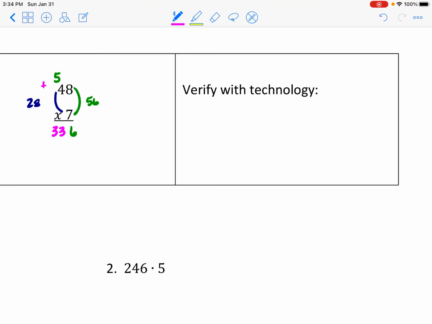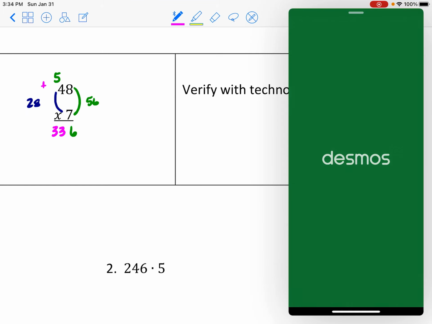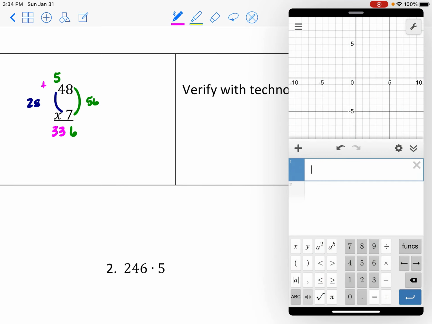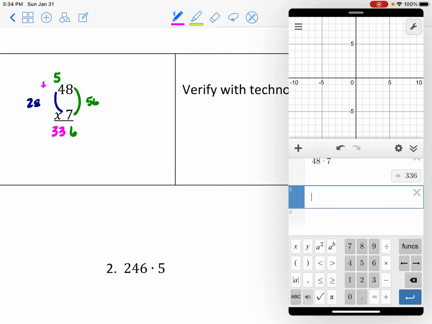And the other thing we could do is absolutely use technology to verify or just do the work for us. Now this should be able to multiply, but it is nice to have technology. So in your Desmos, you're going to put 48, and you can use the multiply dot and multiply by 7. You notice I pushed the multiply x, and it gave me the multiply dot. Or we can also use the parentheses, put 48 times 7 like this.